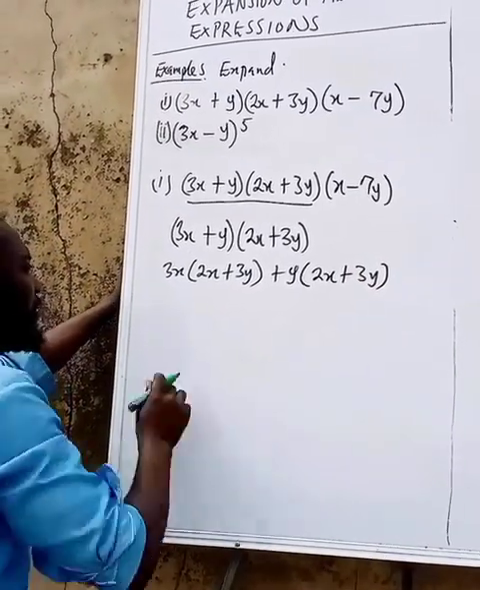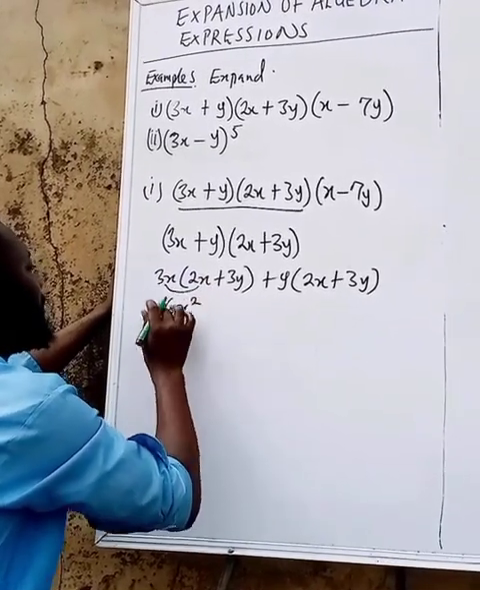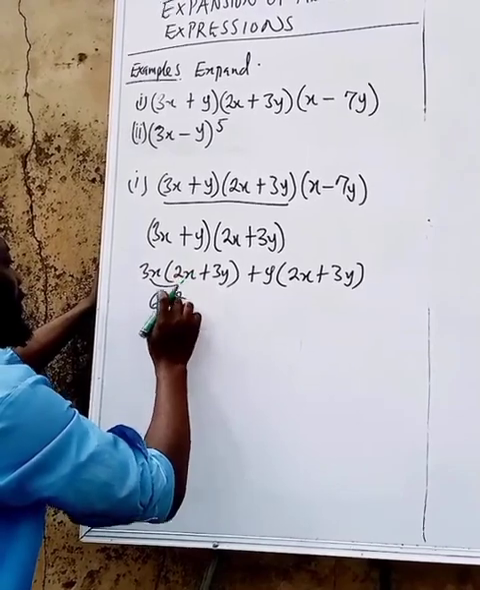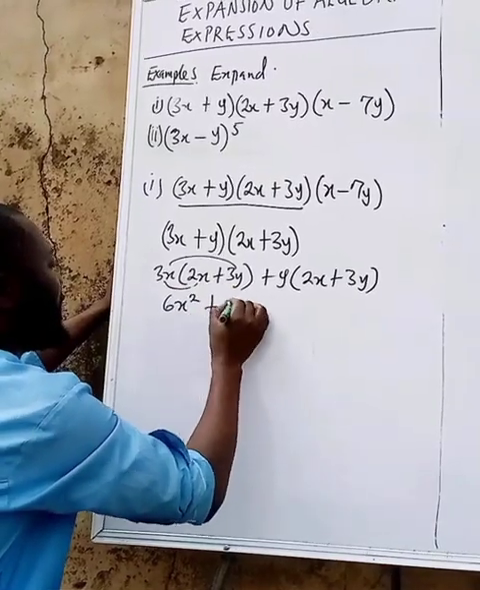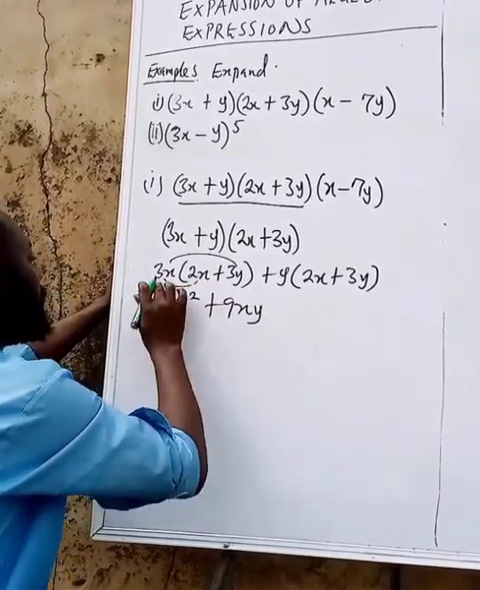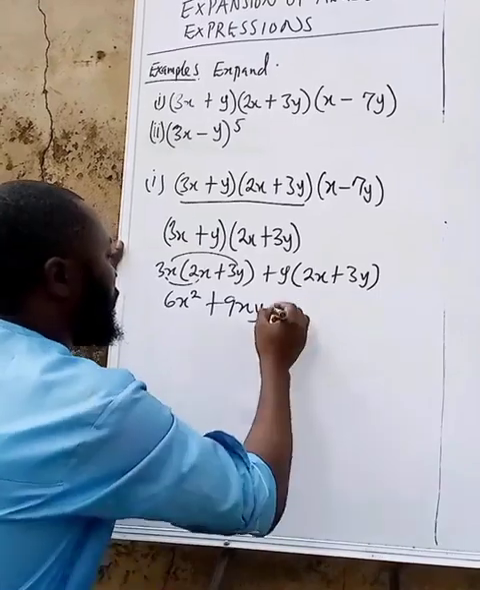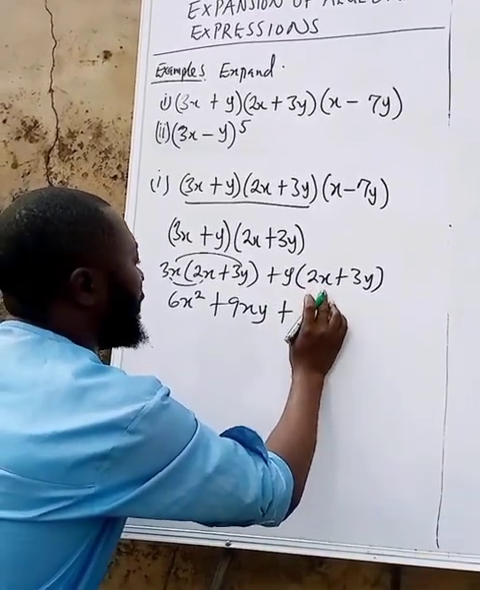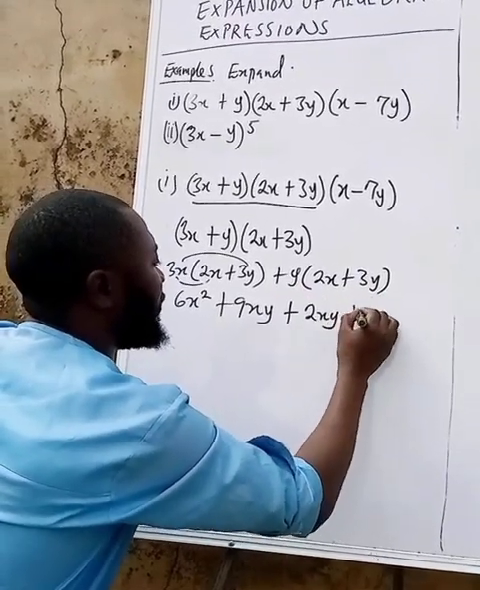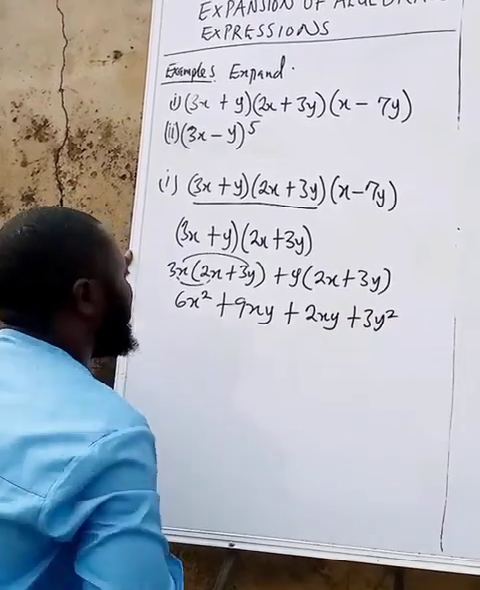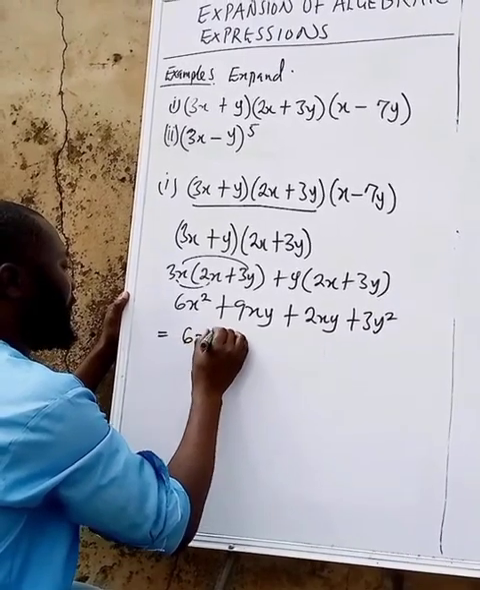Now let's open the bracket. So this multiplied by this, that's just 6x squared. 3 times 2 is 6, x times x is x squared. Multiply this again by this, that's 3 times 3 is 9, xy. So 3x multiplied by 3y is 9xy. We do the same. y multiplied by 2x, that is 2xy. y multiplied by 3y, that is 3y squared.